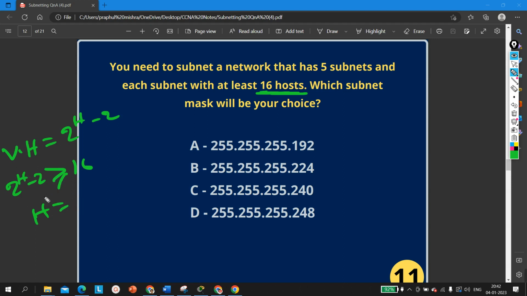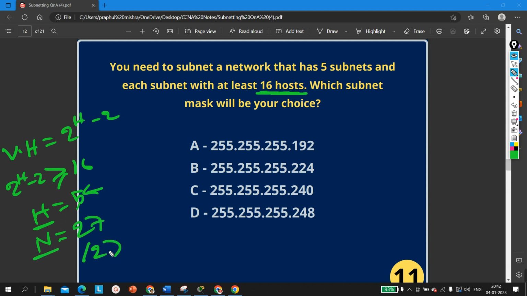What should be the value of h? Venkat? H should be what? 2, 4, 5. Yes, 5. 2 to the power of 5. So if there are 5 host bits, then tell me how many network bits are there? Out of a 32-bit IP address, if 5 bits are host, that means there are 27 network bits, right?